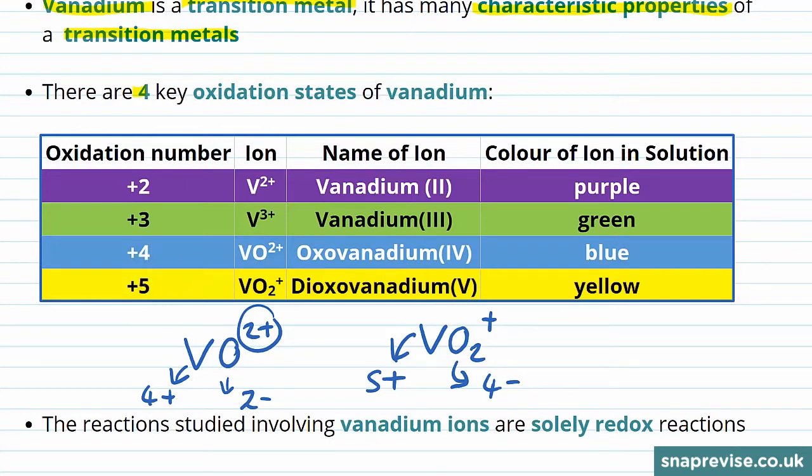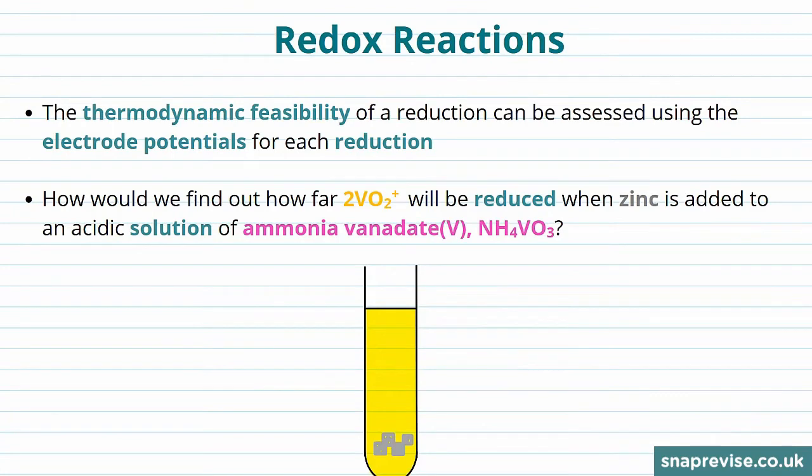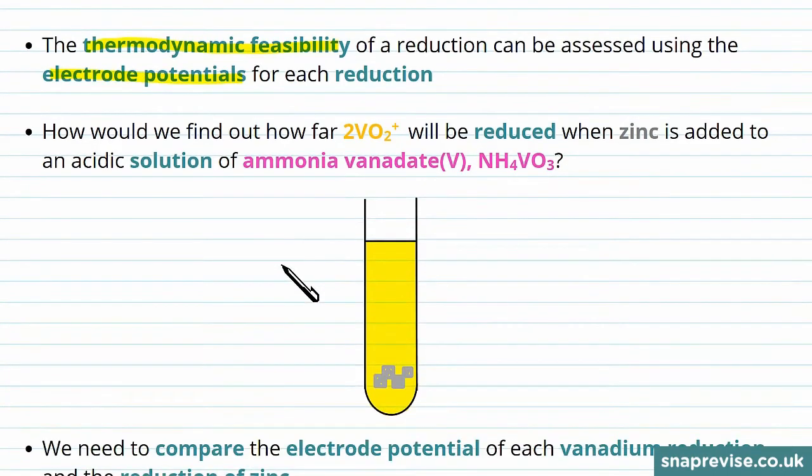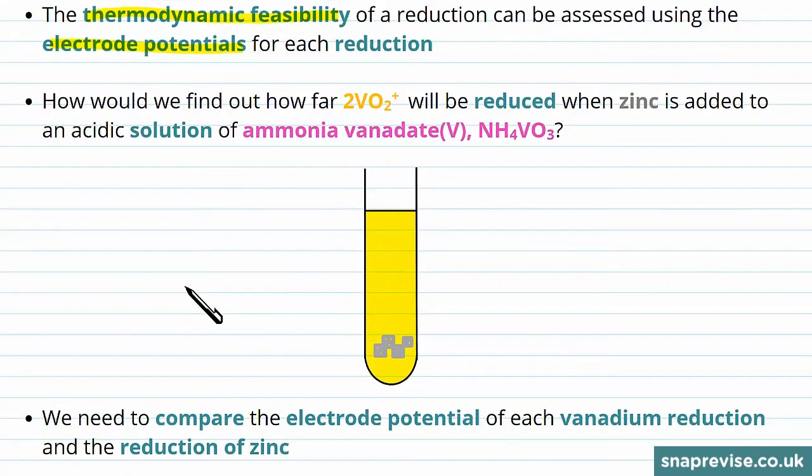All of the reactions we're going to study involving vanadium ions are solely redox reactions. We're going to take a closer look at these redox reactions for vanadium by considering the thermodynamic feasibility of the reduction involved in each step. We're going to use electrode potentials to consider this thermodynamic feasibility, and we have an individual video on the link between these two things, the electrode potentials and the feasibility, so we're going to be drawing on that heavily, and I recommend you go and watch it now if you haven't seen it before.